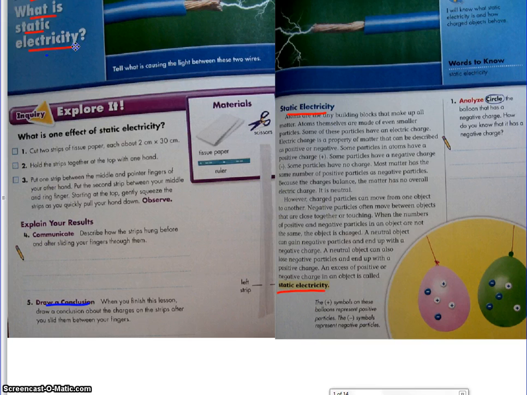The cool thing about the science book too is it also has some experiments you could do. And this one you could probably do at home. So if you want to do that to get your brain thinking about what static electricity is, you can go ahead and do that. But we're going to start on page 395.